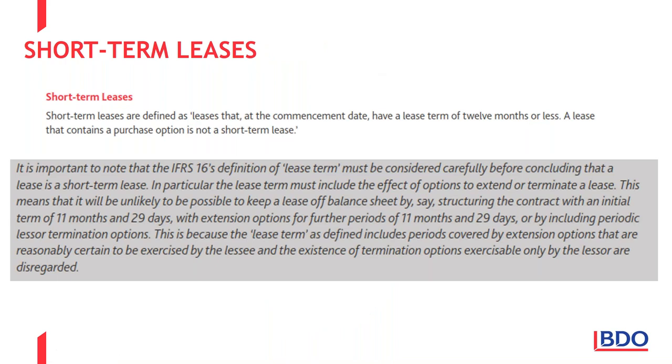If we look at short-term leases, they are defined as leases that at the commencement date have a lease term of 12 months or less, and a lease that contains a purchase option is not a short-term lease. I think it's really important to note that it wouldn't be good enough to say that I've got a lease of 11 months and 29 days, it's less than 12 months, so now it is short-term. When you assess your term, you also take into account potential extension options. So if you've got 11 months and 29 days, and there's also a termination option, and an option to extend, you would take all of that into consideration.